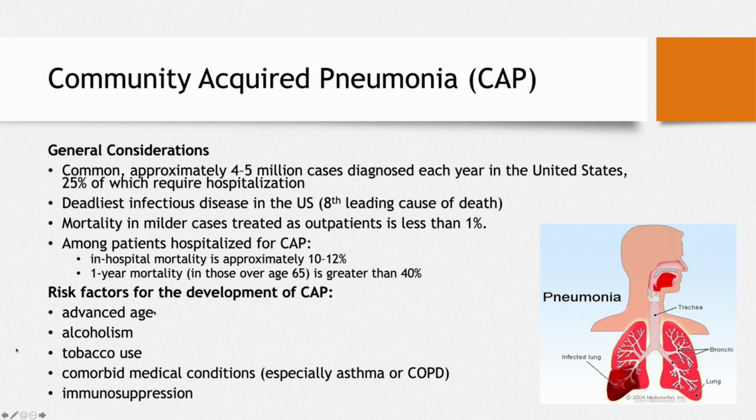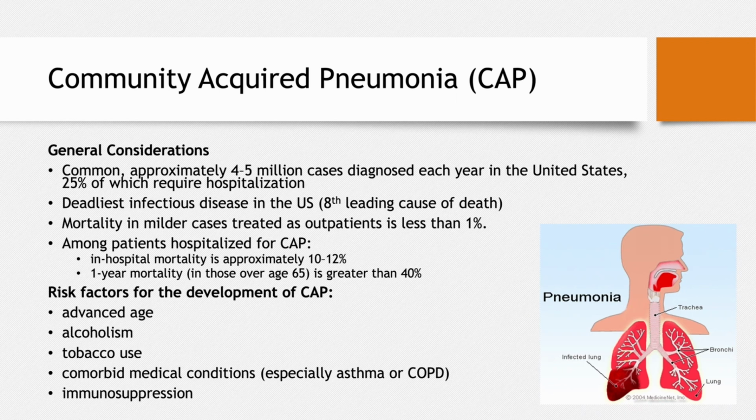So advanced age, that's a given. With pretty much any disease, as age goes up, for the most part, the risk factors go up as well. Other risk factors are alcoholism, and that's for multiple reasons. Generally speaking, when alcoholics drink a lot, they tend to become impaired to the point that they are not coughing well, they can't clear their sputum, sometimes they pass out, they throw up, and they aspirate, so they just have a higher risk of developing pneumonia.